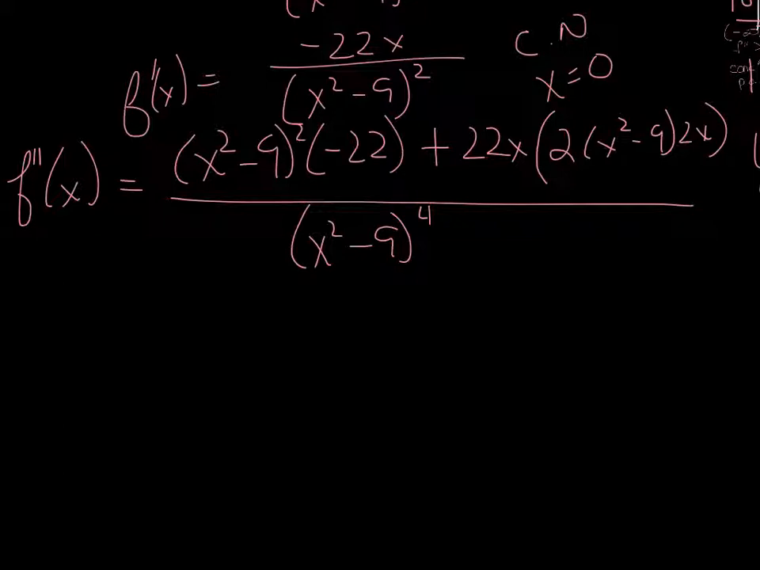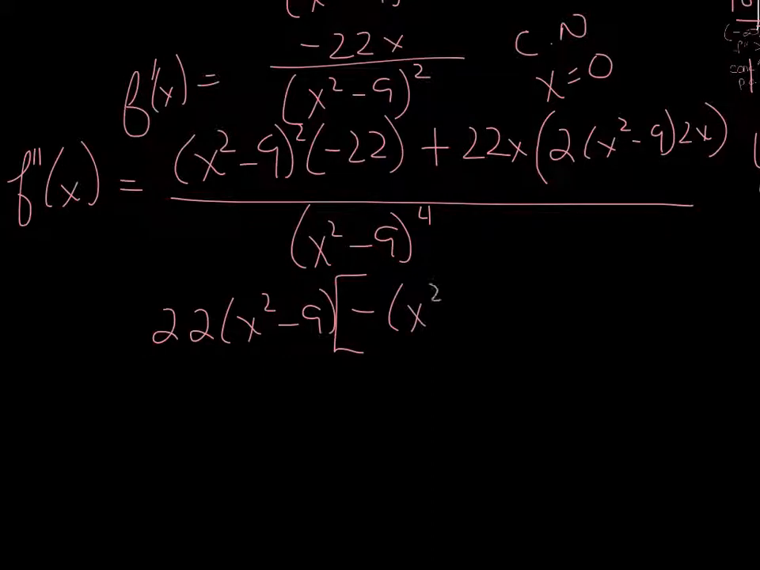Notice, I have 22 common to both, x squared minus 9. And that leaves me with a negative x squared minus 9 plus, that left, 4x squared. So we never go back to the first derivative, right? The reason we have to find the first derivative is to get to the second derivative.